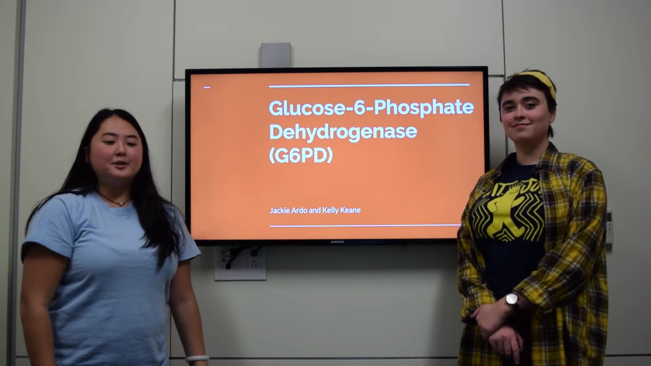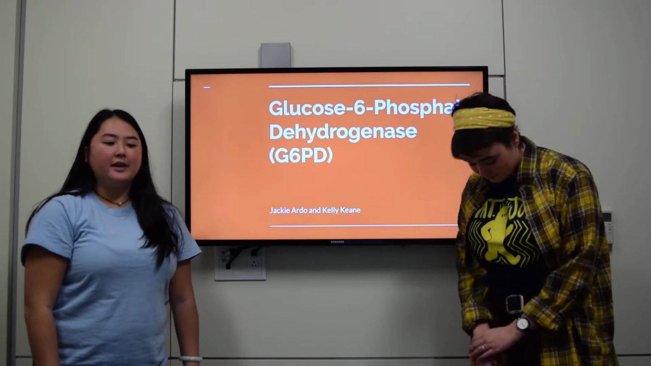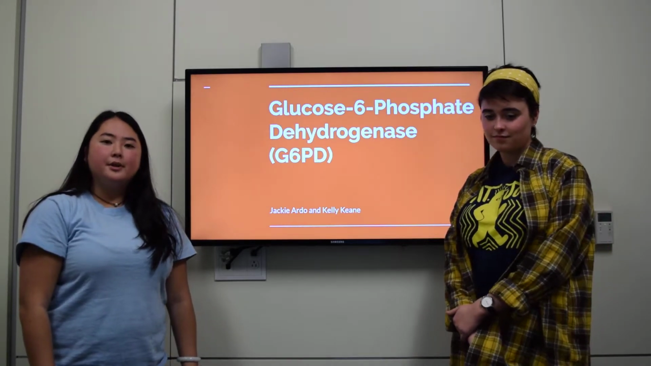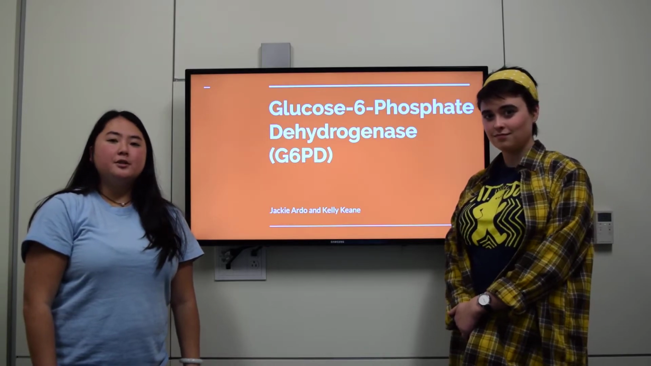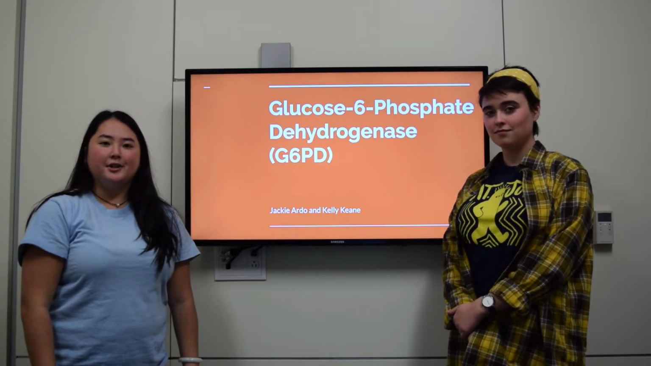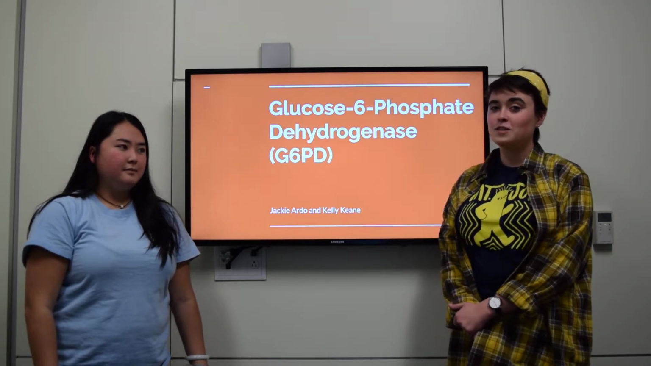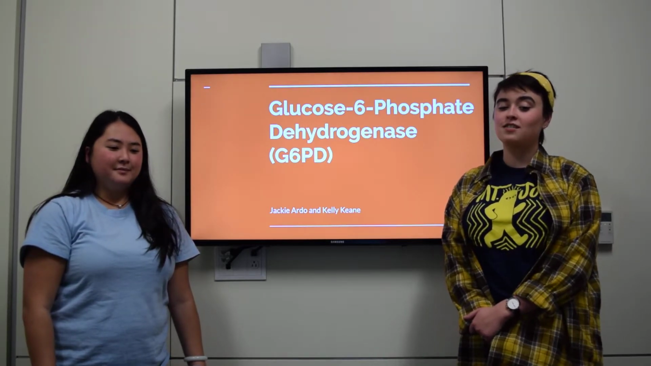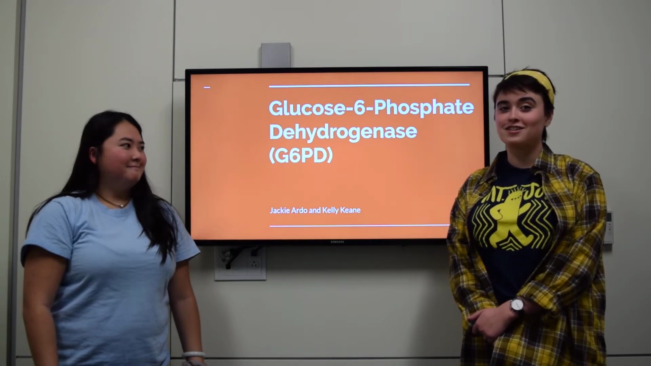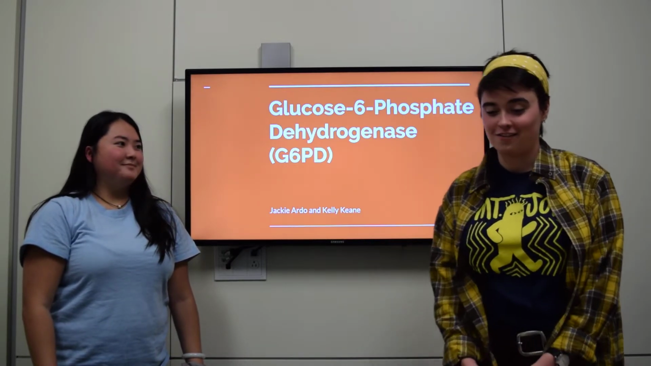The enzyme we chose to research is glucose-6-phosphate dehydrogenase, also known as G6PD. We chose this enzyme due to its protective nature against malaria. We will be going over basic information of G6PD, such as function, location, sequencing, structure, and post-translational modification.